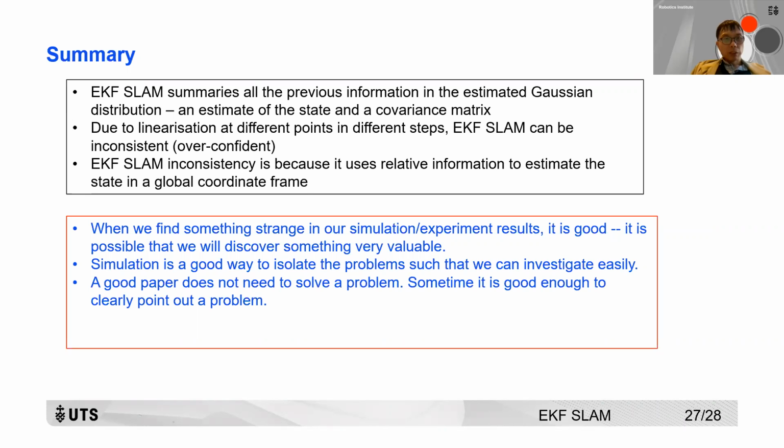Also, I want to say a good paper doesn't need to solve a problem. Sometimes it's good enough to clearly point out a problem. For this paper, I didn't really solve anything. I just clearly point out this should be the theoretical limits of the uncertainty, but in practice, the limits are violated, right? We clearly point out why this can happen, and that can be a good paper.